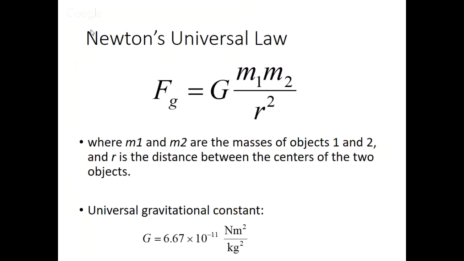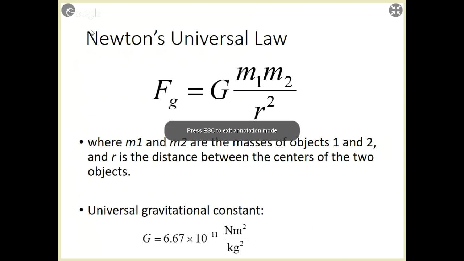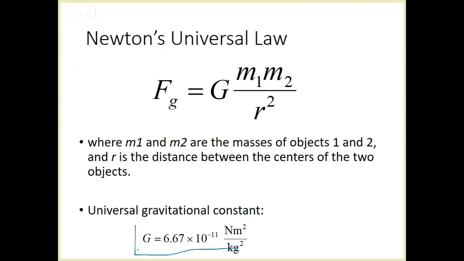We closed out talking about universal gravitation. This is an equation that works anywhere in the universe, where m1 and m2 are the masses of objects 1 and 2, and r is the distance between the centers of the two objects. That big G is just a constant, 6.67 times 10 to the negative 11th. It has units of Newton meters squared per kilogram squared, but you'll really only need to use the value there.